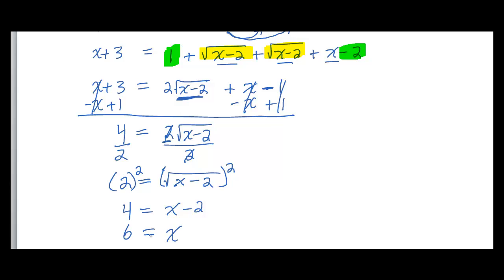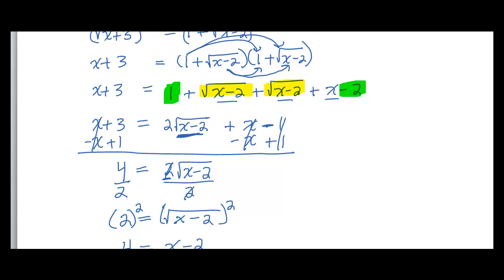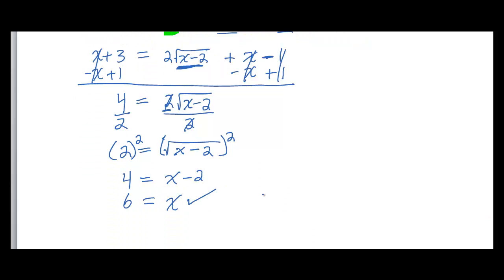Okay? So that was one of those examples where we had to repeat the process. We ended up with x equals 6, and I'll let you check for yourself. But in this case, this is our solution. It does work out. If you want to write it as a solution set, it would be the solution set that contains 6.